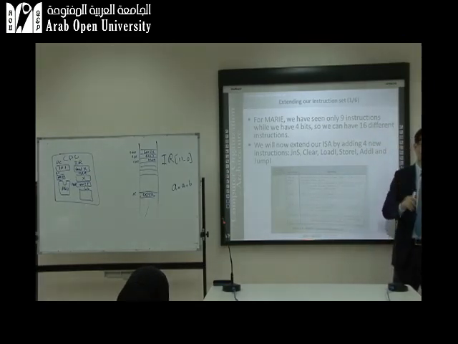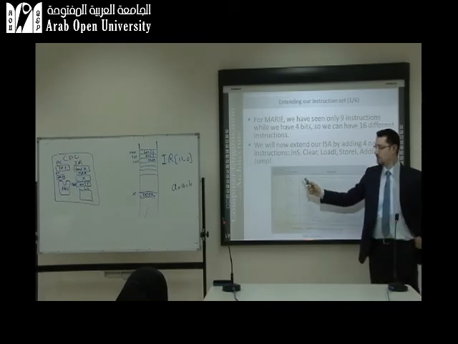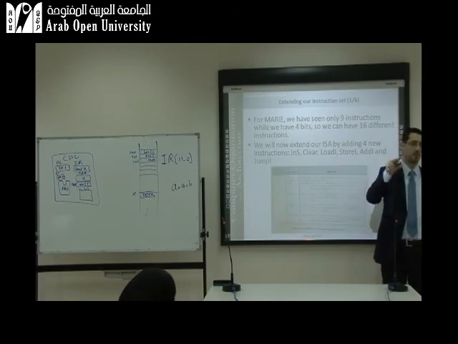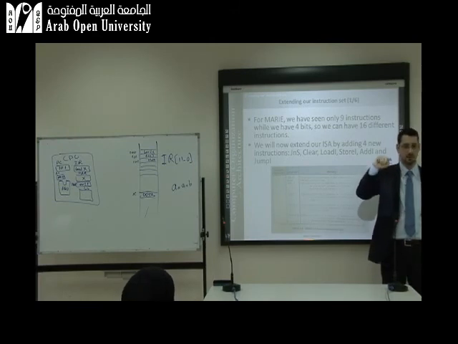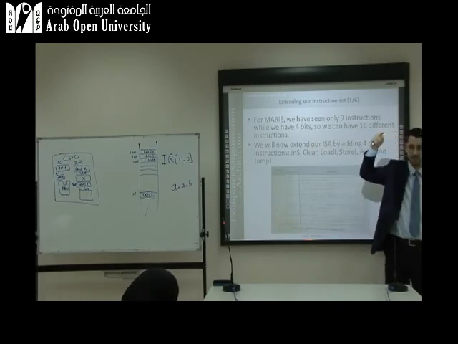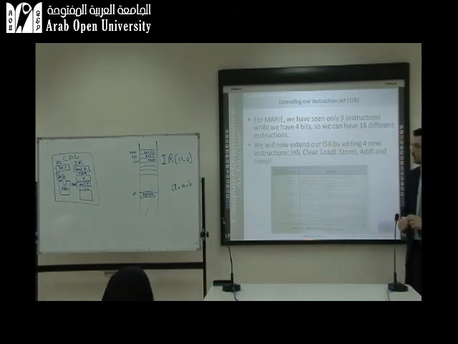Okay, I will start with the easiest one, that is clear. Clear only clears the content of the accumulator. So it stores 0 inside the accumulator. That's all. Okay? One common use for clear is if you want to calculate the negative value of a value stored inside the memory. So you will clear the accumulator and subtract the value at address X. So if X contains 5 in decimal, if you write clear, then subtract X, you will have 0 minus what you have at address X. So if you have 5, you will have in the accumulator minus 5. Okay? There are other uses for clear, but this is one of the applications.